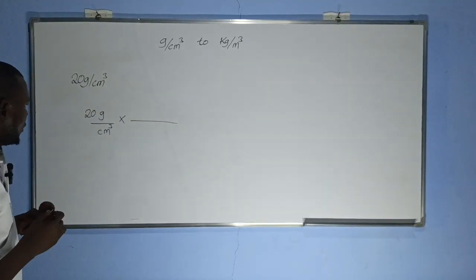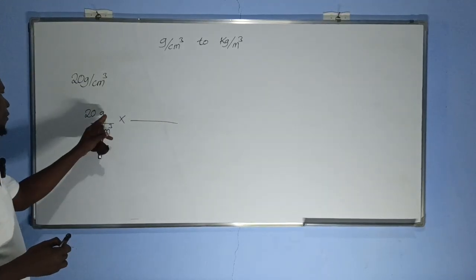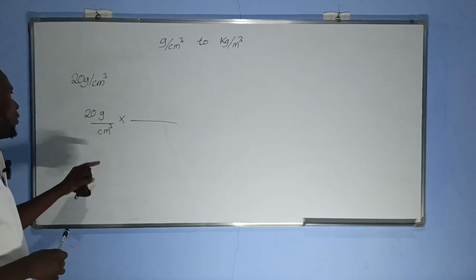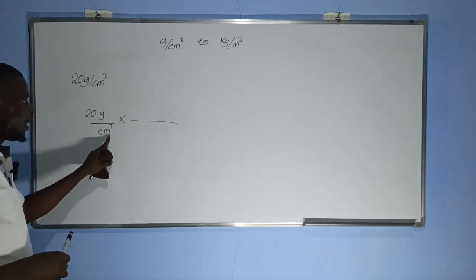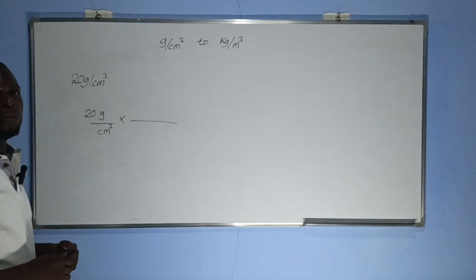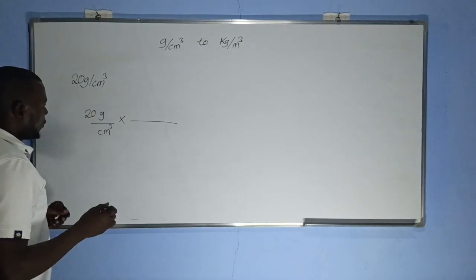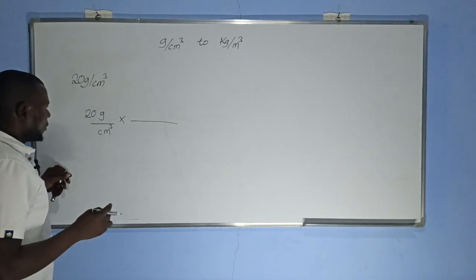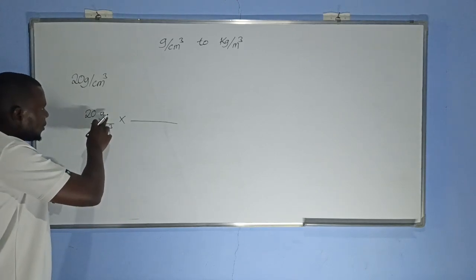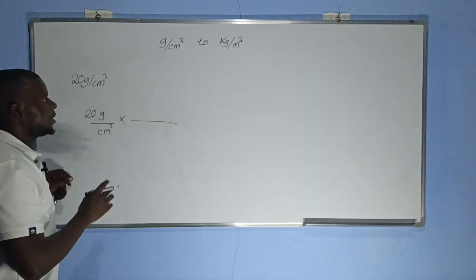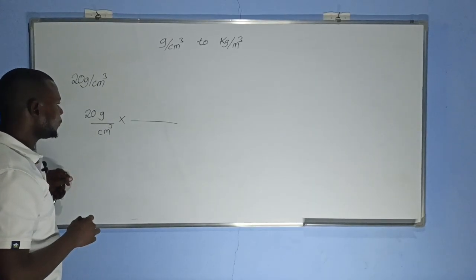Now, as you can see, we have two units here. We have grams that are supposed to be converted to kgs. We also have cubic centimeters that are supposed to be converted to cubic meters. So we need to take each one of them individually. So let's start by converting grams to kgs, and then later on you can convert cubic centimeters to cubic meters.